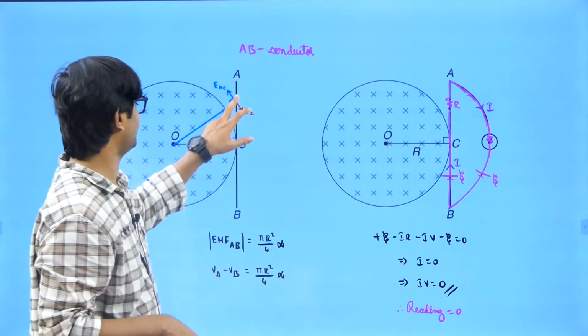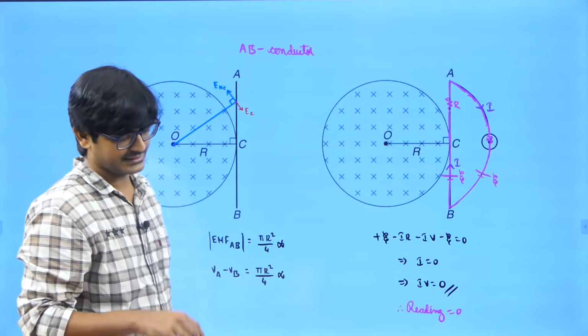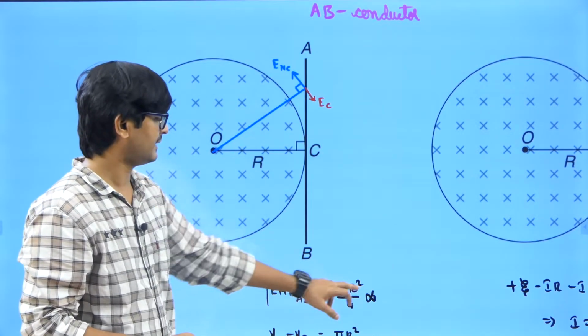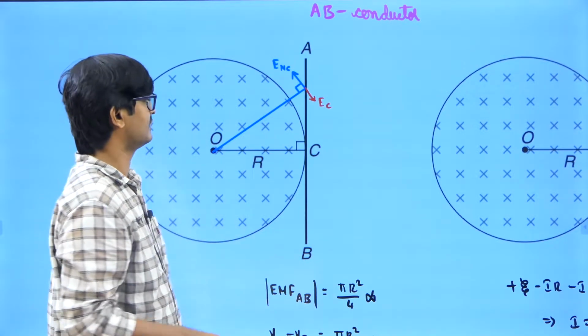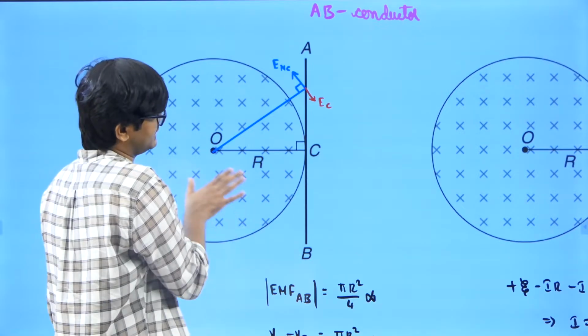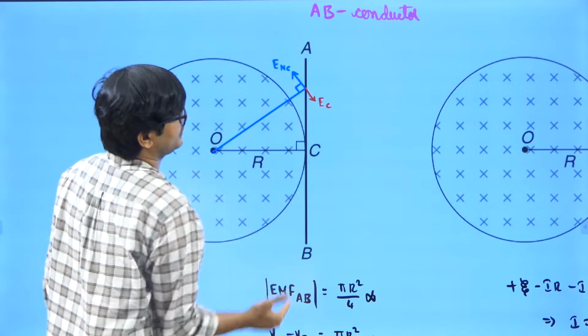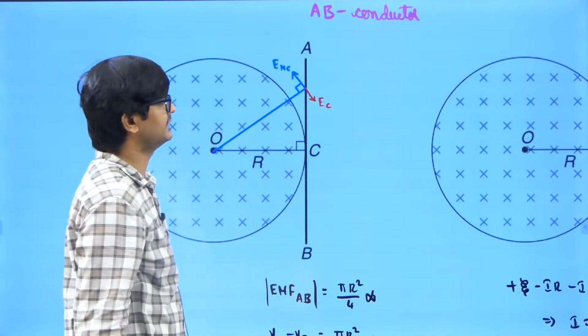If AB is a conductor, then what is the induced EMF? We got it as pi r square by 4 into alpha. Now what is the direction of that pushing force? Since the magnetic field is increasing, the induced electric field will try to push the positive charges in this direction, right?